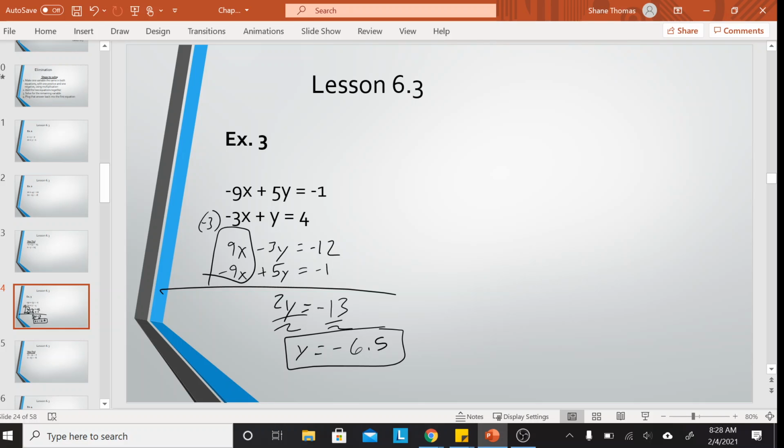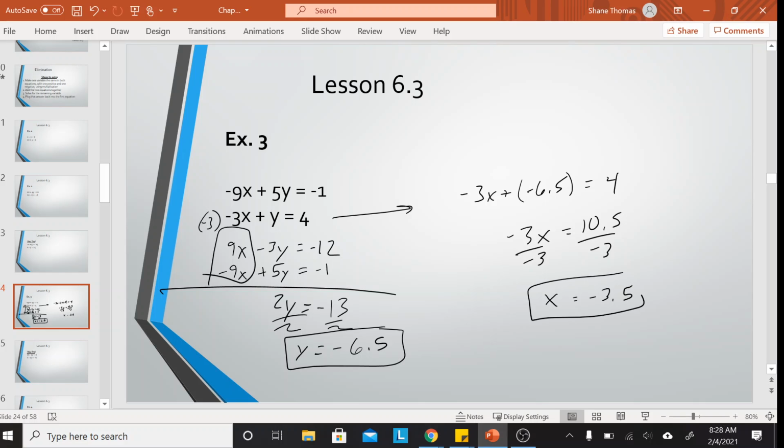Take it, plug it back into one of the originals. I'm going to go with the second equation. So -3x plus -6.5 equals 4. So I have to add 6.5 over. So I have -3x equals 10.5. Divide both sides by -3. X is going to be -3.5. So there's my solution. X is -3.5. Y is -6.5. Questions?